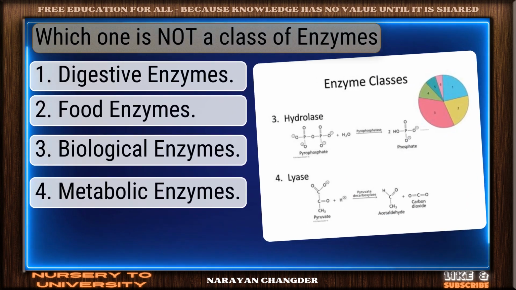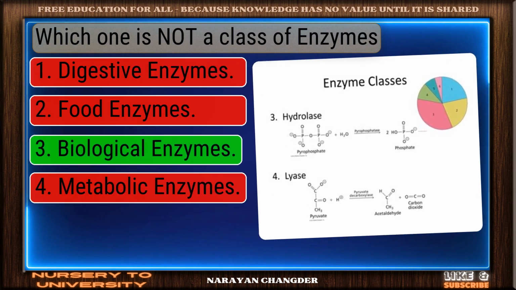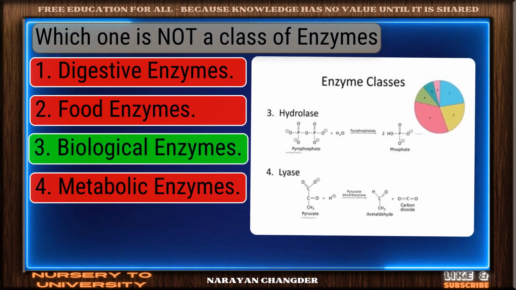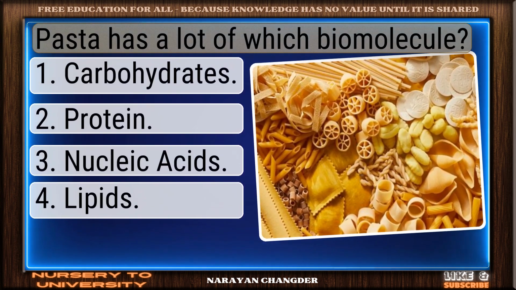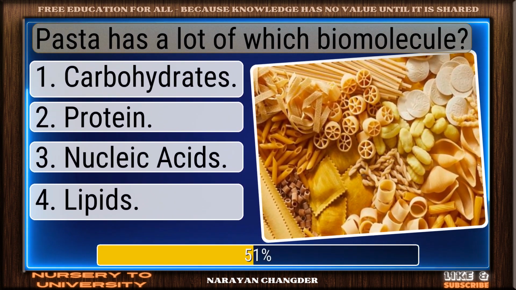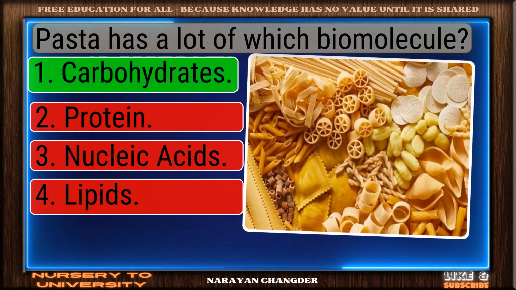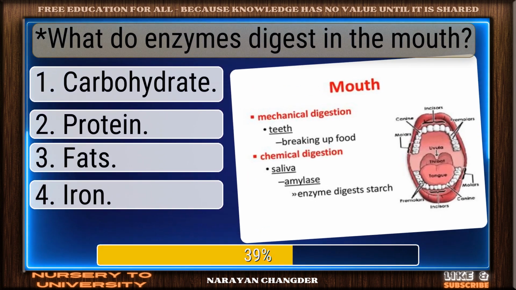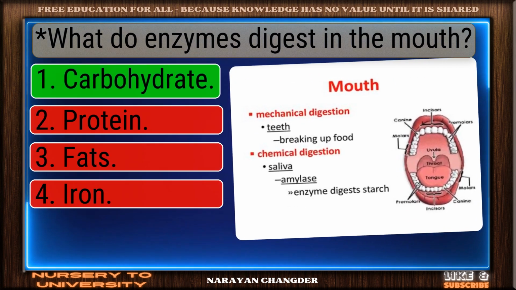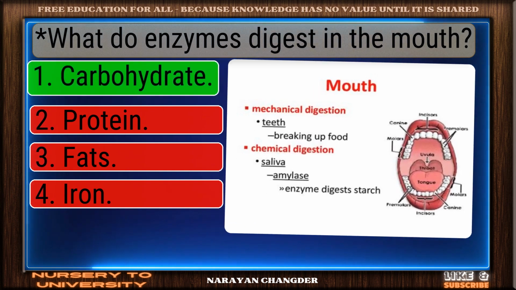Which one is not a class of enzymes? Correct response. Biological enzymes is accurate. Pasta has a lot of which biomolecule? Great thinking. Carbohydrates is right. What do enzymes digest in the mouth? Smart move. Carbohydrate is accurate answer.